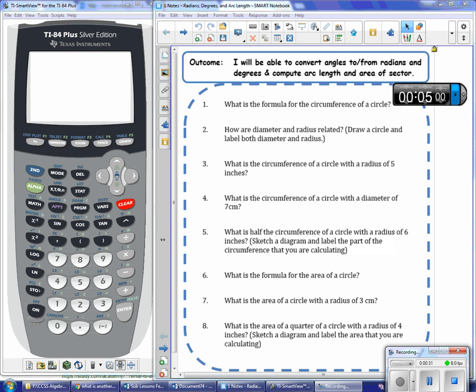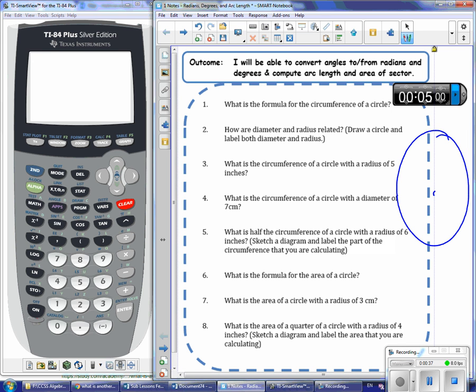First off, what is the formula for the circumference of a circle? So if we have a circle of radius r, the circumference, remember, measures the distance around the circle. Okay, and the circumference, if you remember, is just going to be 2 pi r.